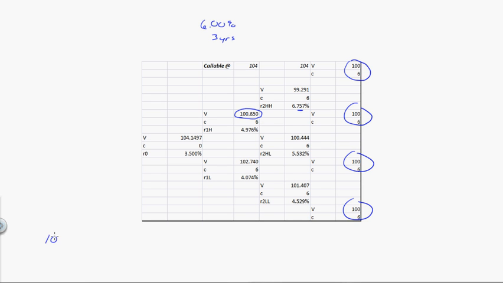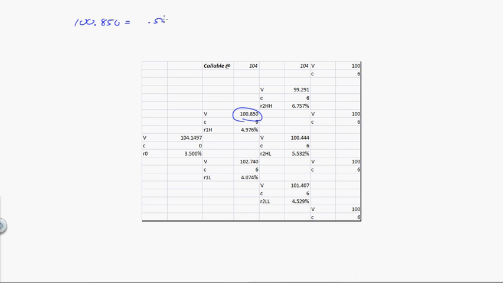Just let me write that out. So I can make this easier to deal with, this value, 100.850, is equal to a 50% chance that we have 99.291, the value if interest rates go up, plus the 6% coupon, divided by 1.04976, plus the value if rates go down, 100.444 plus 6, over 1.04976. So that tells me this value.